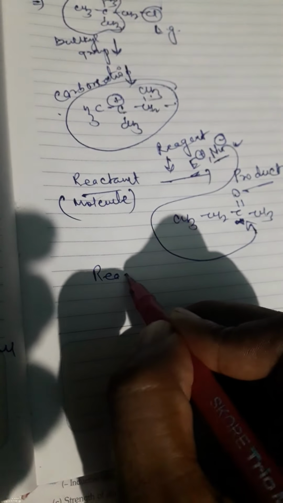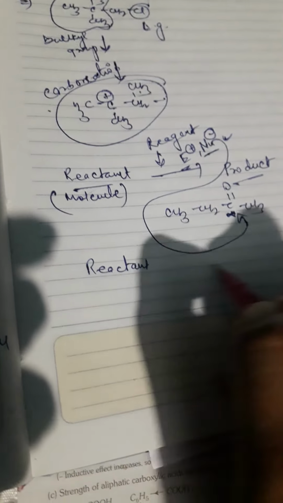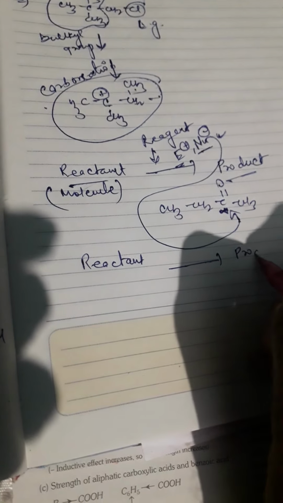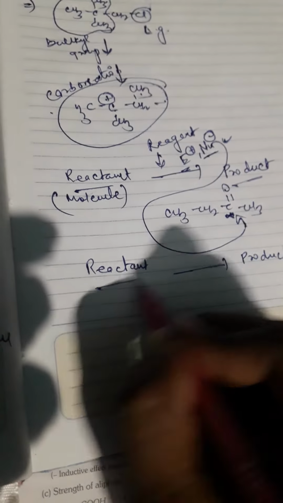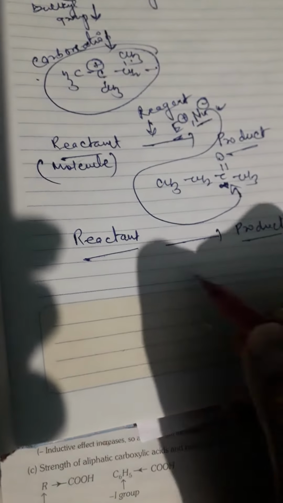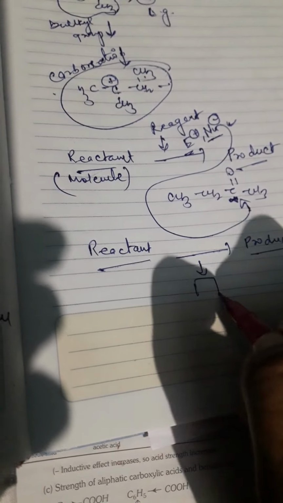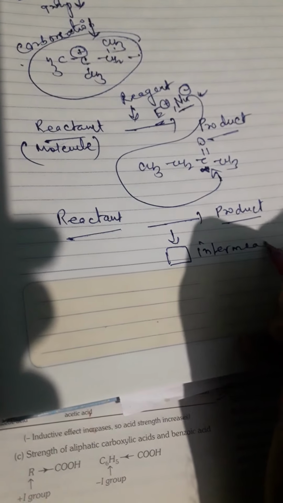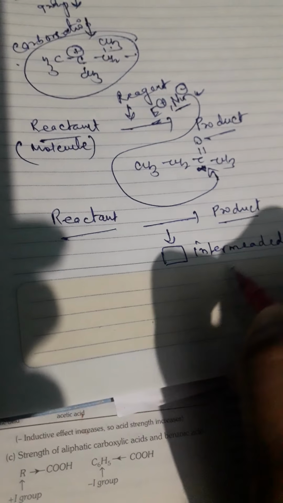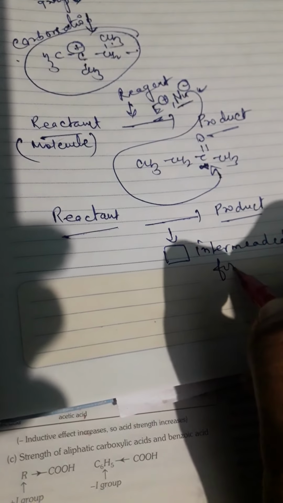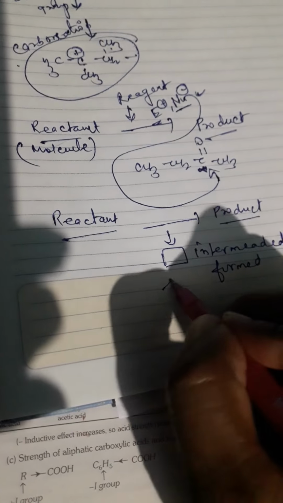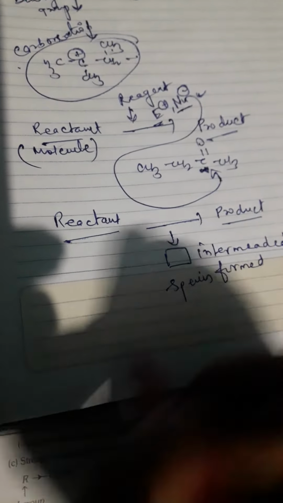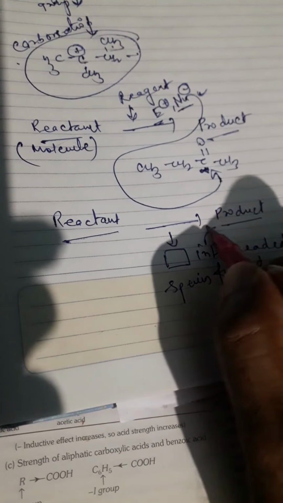Suppose that this reaction, this is the reactant molecule converted to products. Okay, so directly reactant will not convert into product. In between, an intermediate stage will come, an intermediate form. What form? Intermediate species form. Okay, after that product will be formed.